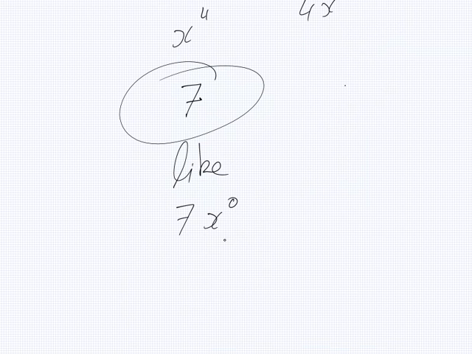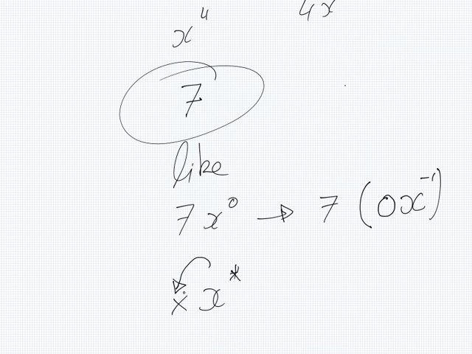Yeah, 7x^0. Which becomes 7, 0, x, and what's up here? Minus 1. Basically, the rule is you take your power, you bring it down into the front, and then minus 1 on the power. This is the basic idea behind this rule.